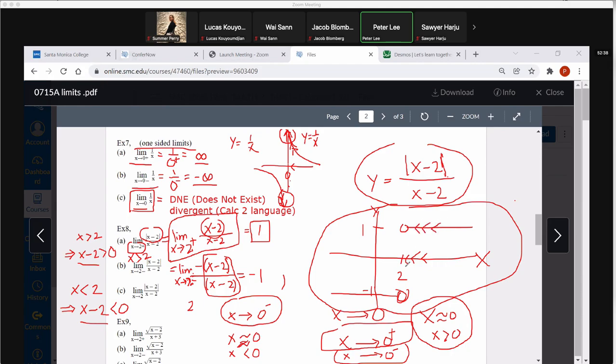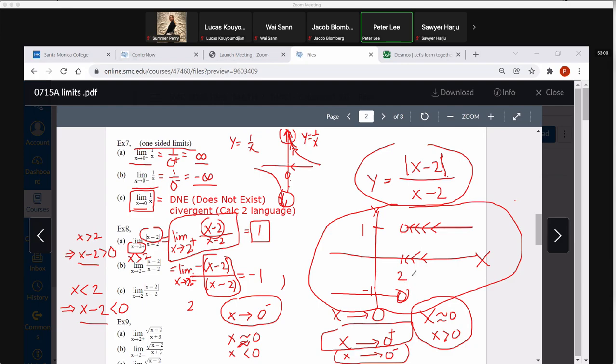Even though when x equals 2 it's undefined, we are not interested in plugging in x equals 2. We don't want to know when x equals 2, but we want to know when x is getting close to 2. As you can see, when x is getting close to 2, the y value is targeting 1. The y value is approaching 1. That's why the answer is 1.